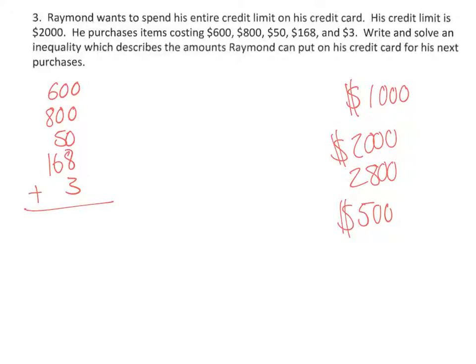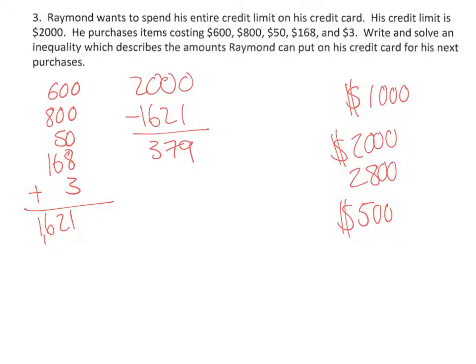Okay, so we need to figure out how much Raymond has spent so far. He spent $1,621. Okay, so we're trying to figure out how much more he has to spend that month. So how much more? So 2,000 minus 1,621. How much is that? I don't think it's 489. 379, okay?